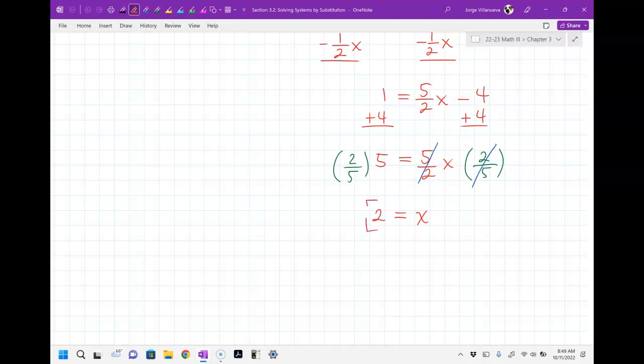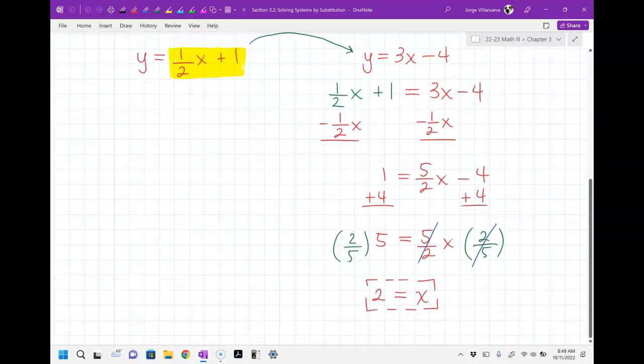Now, this is not my full answer because remember what I told you guys, your solutions are supposed to be points. But this is my x value. To find my y value, I'm going to plug it back in to my original equation. Okay, I'm going to plug it back into my original equation, and then I can solve for y.